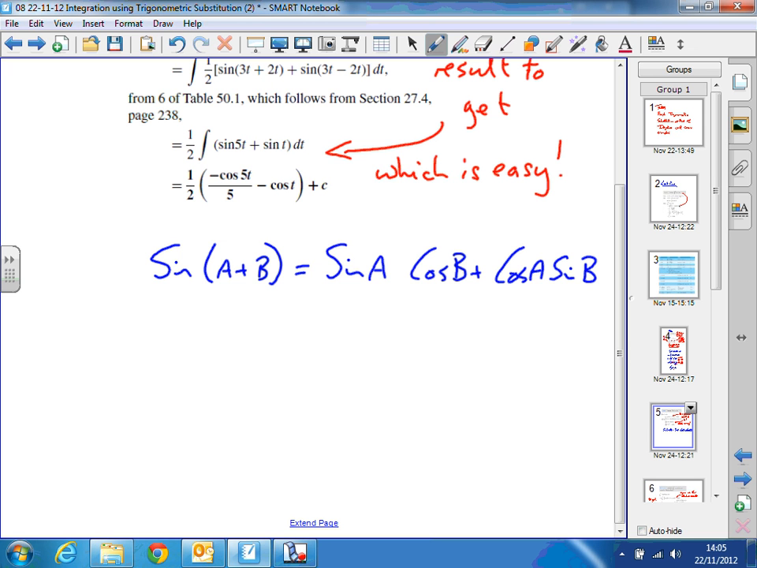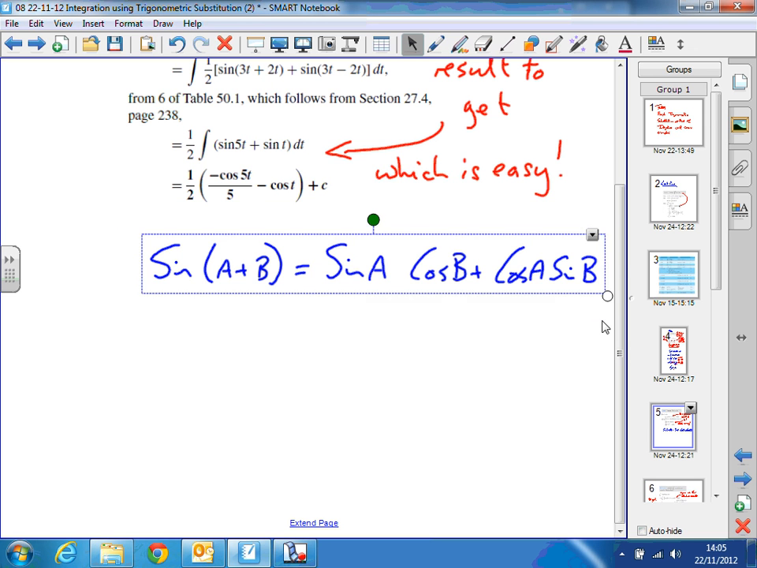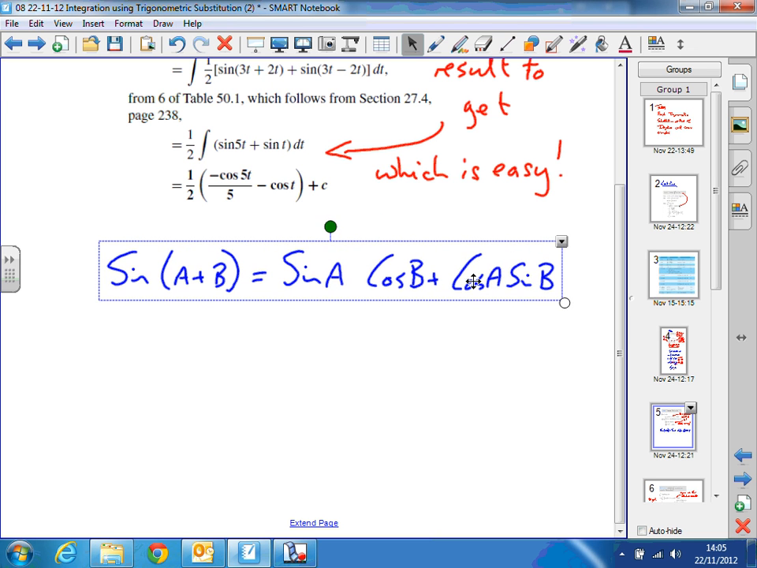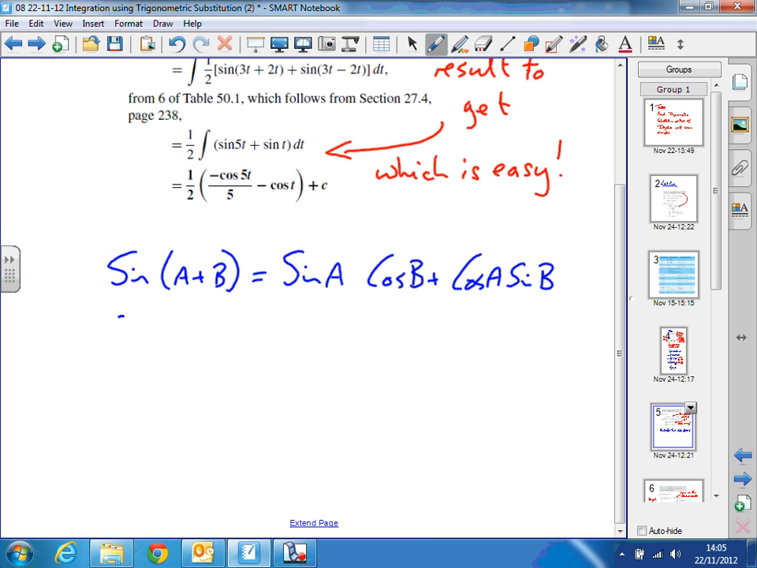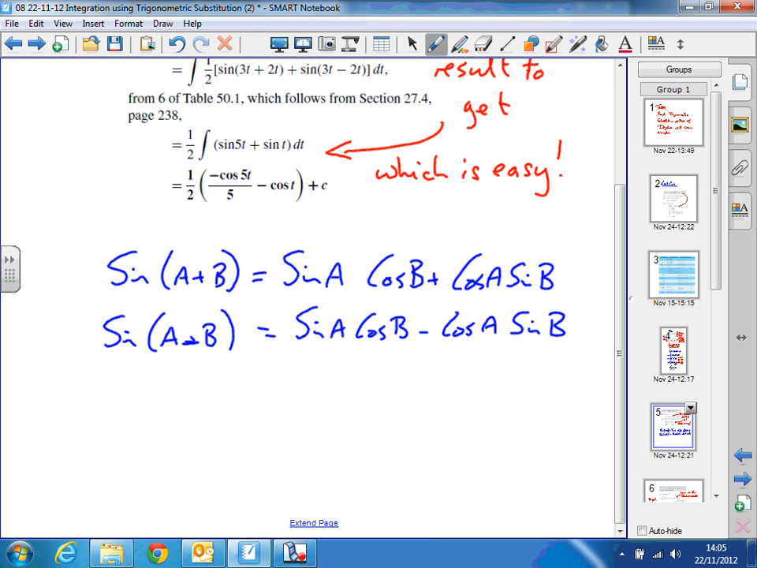Compound angle formula. You might recognize it. It's something that we've looked at before. Certainly those of you who've done the BTEC with me will recognize this formula. And similarly, the sine of A minus B equals, there'll be a minus here, the sine of A times the cosine of B minus the cosine of A times the sine of B.